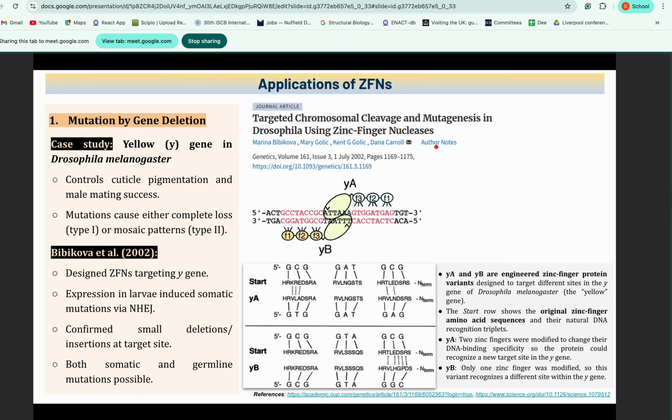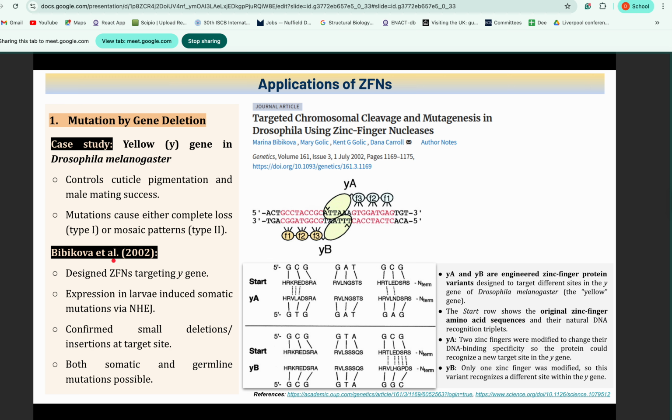Okay, now we'll quickly go through all the applications of zinc finger nucleases. So we can bring mutations by gene deletions. I'll not go into the detail, but there is a yellow gene in Drosophila which is responsible for the cuticle pigmentation. Its mutations can lead to the complete loss or mosaic patterns in its abdominal part.